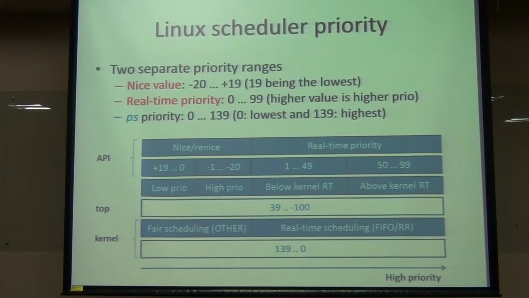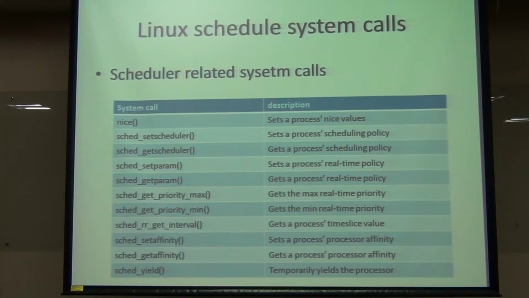So you don't need to remember this table. You just need to remember in real time, if you want to set your priority in real-time scheduling, just choose from 0 to 99, and then set the scheduler SCHED_FIFO or SCHED_RR, and then for the regular other tasks you can set nice values from minus 20 to 19.